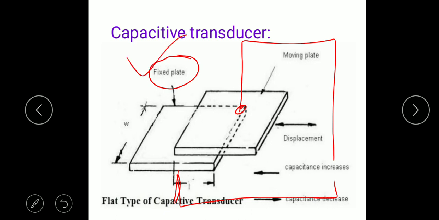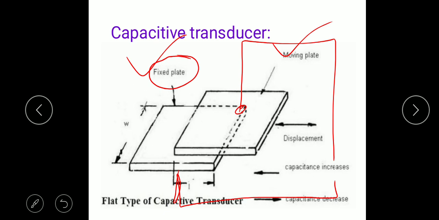And if you are talking about displacement measurement, then one plate is fixed and the other plate is moving. When the plate moves away and covers the maximum distance, the capacitance will be minimum. If the plate covers the minimum distance, small d, then the capacitance will be maximum. According to that, we can measure the displacement done by the object or the plate.